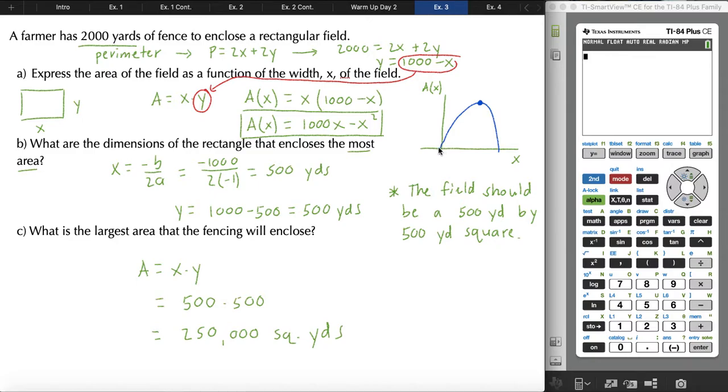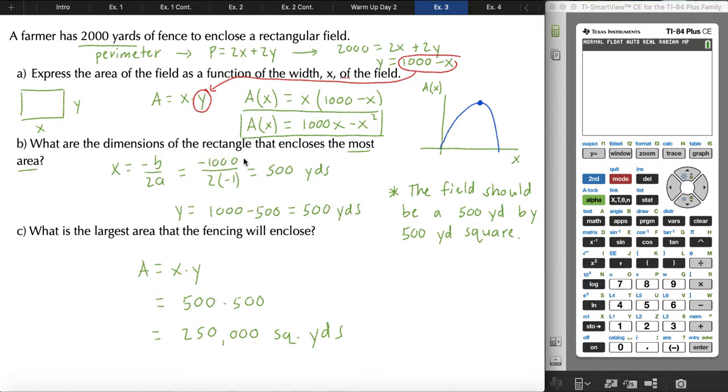So when you start out, if you have a really small width, you're not going to get a very large area. As you increase the width of the field, you'll start to increase the area of the field, but then only to a certain extent. Once you start to make the width too large in comparison to the length, then your area is going to start to decrease again, okay?